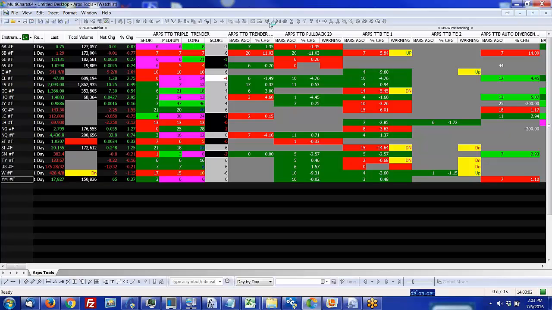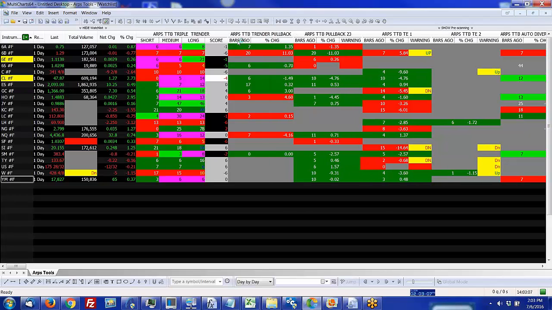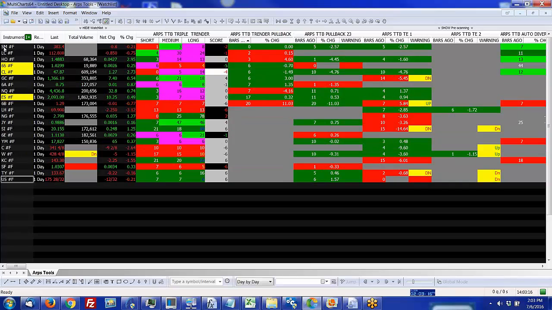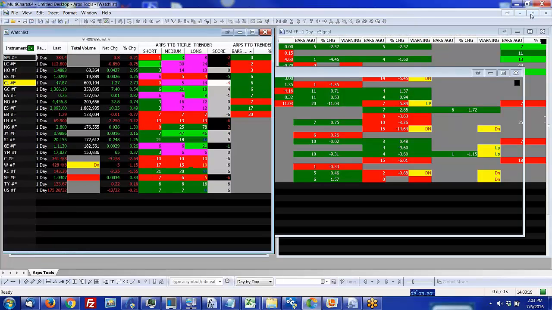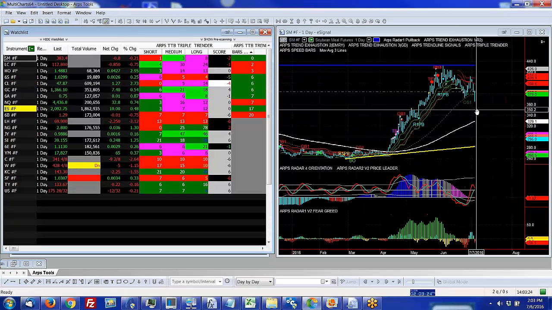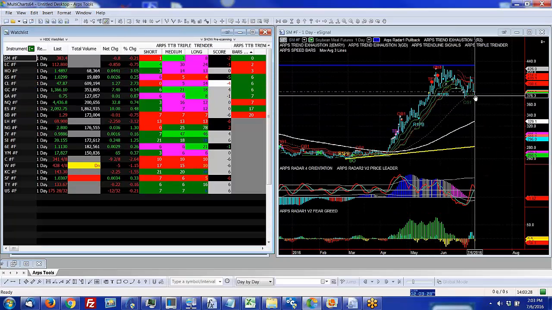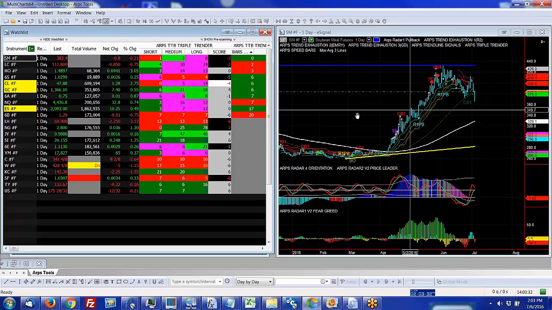You can see, this is the trender pullback here, how many bars ago a trender pullback signal occurred, which is when the price pulls back against the trender but didn't close across the trender. So we can perhaps sort on that. You can see that we had one of those on soy meal today. Let's take a look at soy meal. Let's close this one. And there it is right there. There's a bullish soy meal trender pullback right there.